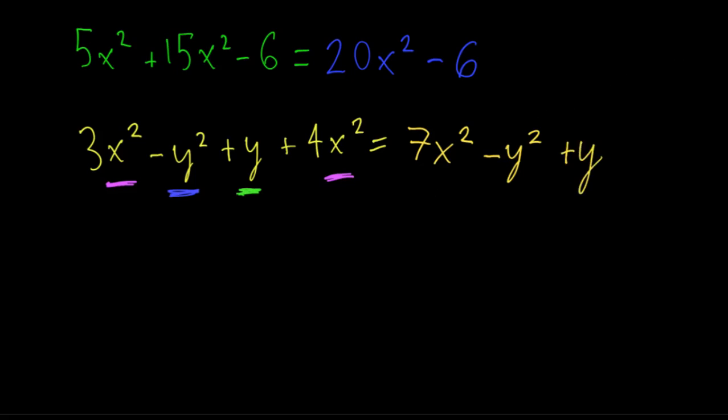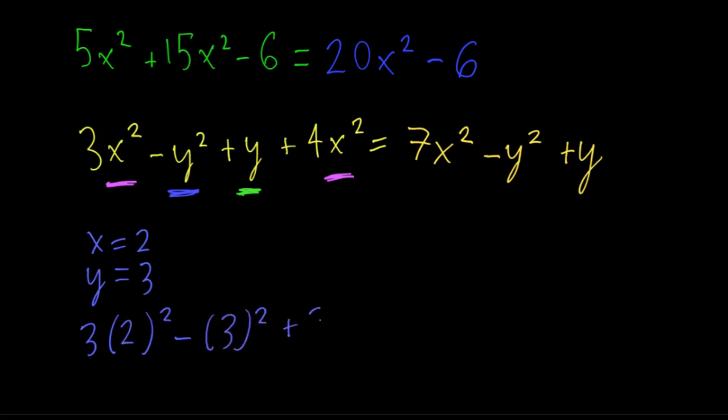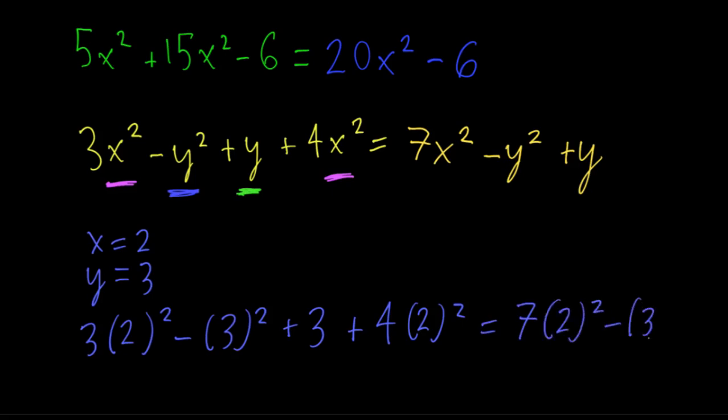We can once again see that this is correct by plugging in a value. So let's say that x is equal to 2 and y is equal to 3. So 3 times 2 squared minus 3 squared plus 3 plus 4 times 2 squared is equal to 7 times 2 squared minus 3 squared plus 3.